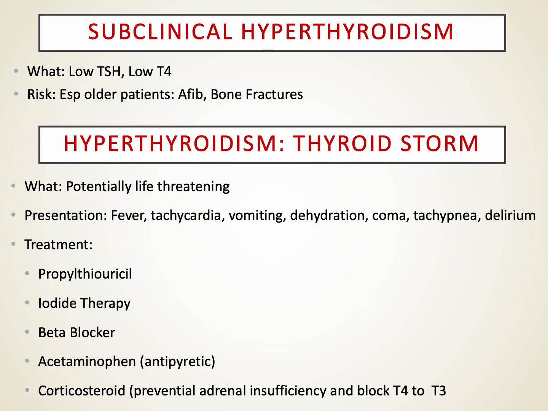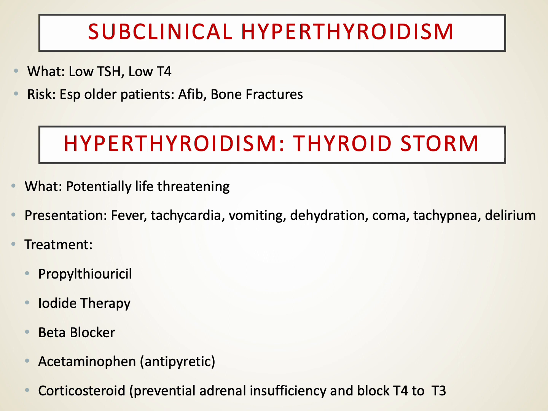There are also patients who have subclinical hyperthyroidism. Typically, they have a low TSH and maybe a low T4. This might be seen in older patients with AFib, and so you want to get evaluation here by an endocrinologist to assess what next steps are.